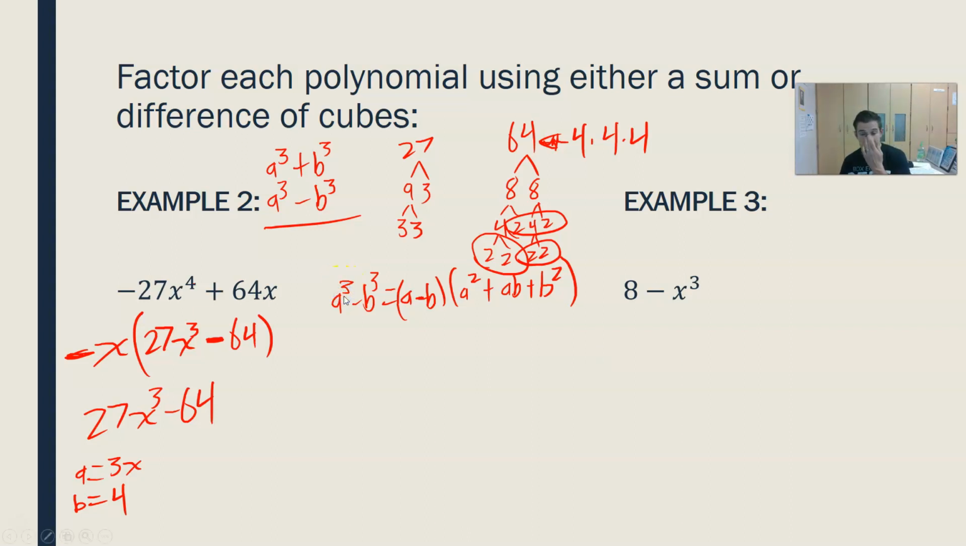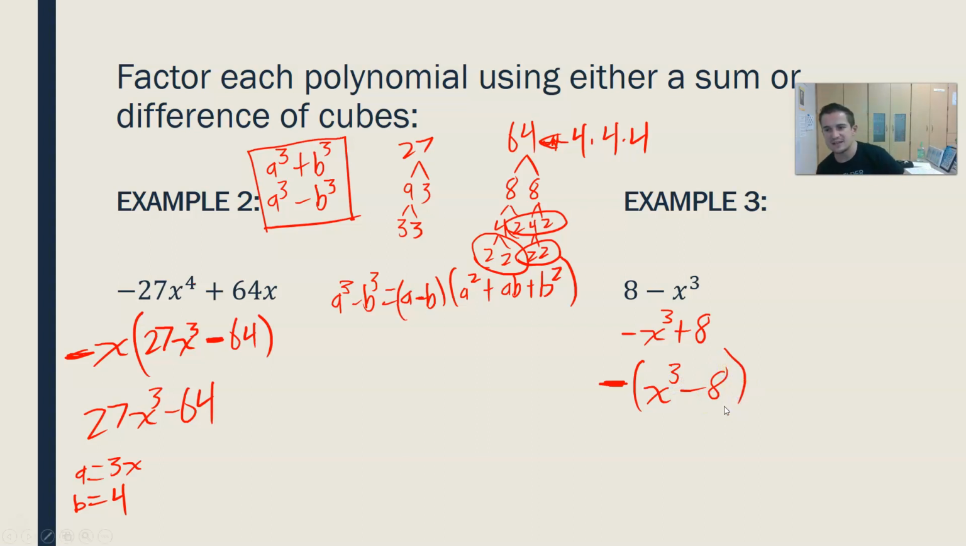So I have 8 minus x cubed. First of all, I want the variable part first most of the time. So I'm going to switch these spots and write this as negative x cubed plus 8, because I want the variable part first. Now I want it to be in one of these forms, so the first term needs to be positive. So when I'm looking at a greatest common factor, I'm going to take a negative out of both of these terms, so I'm left with x cubed minus 8.